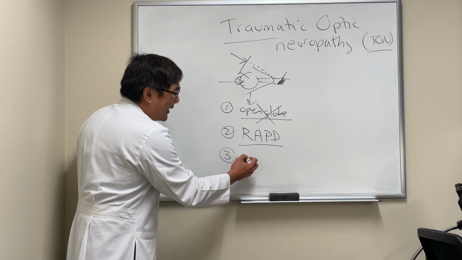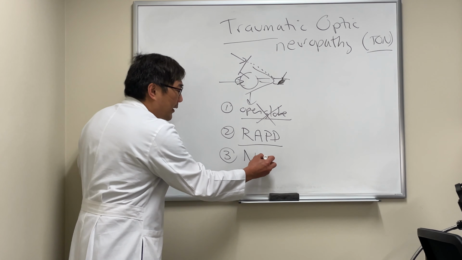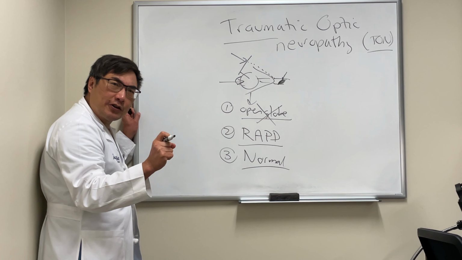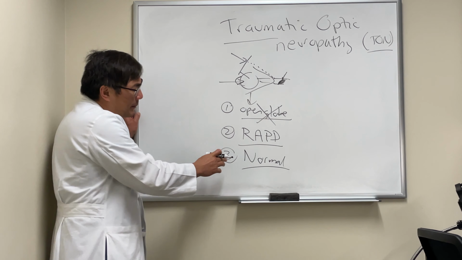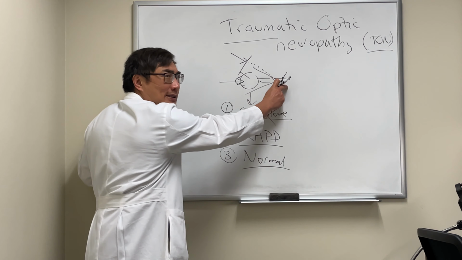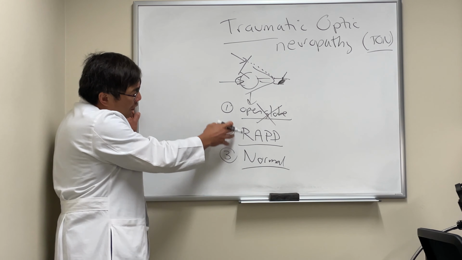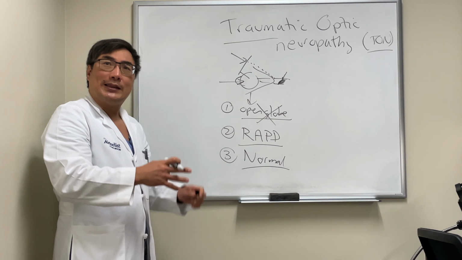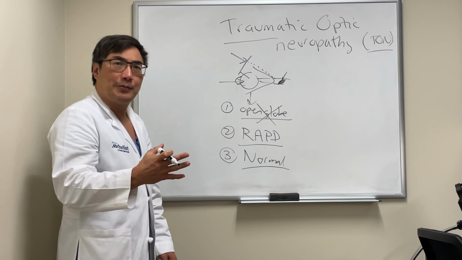And we want to look in the back of the eye. Normally the fundus is normal. Sometimes we can see hemorrhage or avulsion of the optic nerve, depending on the mechanism of injury. Sometimes the disc is swollen, but usually it's a retrobulbar optic neuropathy because the problem is in the canal. So normal fundus, RAPD, decreased vision in the setting of appropriate trauma. That's how we make the diagnosis of traumatic optic neuropathy.